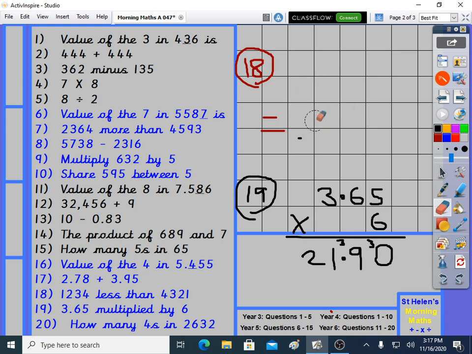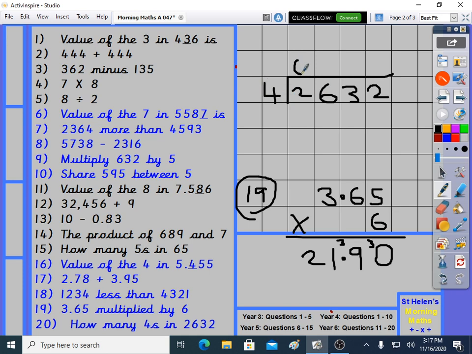How many 4s in 2,632? I'm not sure. I'll have to find out. Not sure this will work. Oh yeah, it will work. How many 4s in 2 is 0? Carry the 2. How many 4s in 26? 6 carry the 2. In 23, 5 carry the 3. And 32 works. It's 8. 658. That's question 20, of course.